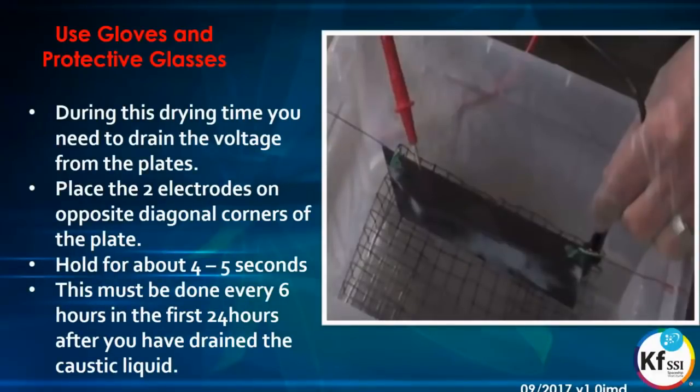During this drying time, you want to drain the voltage from the plates. So you use your multimeter and you place your electrodes on the opposite diagonal corners of your plate, or if you've got coils, on either end of your coil. And this can be done every 6 hours in your first 24 hours after you've drained your caustic liquid.